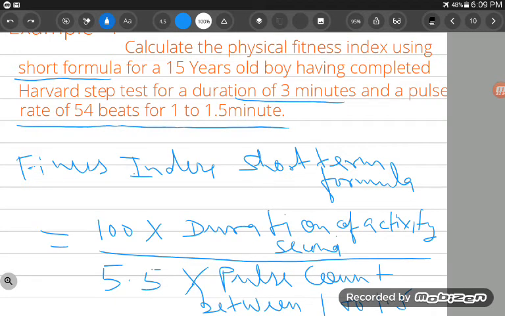Children, everything is here. Duration of the activity is 3 minutes. Pulse count between 1 to 1.5 minutes, pulse rate of 54 beats. Everything you have got here. So you will use this, then I will discuss the other formula.